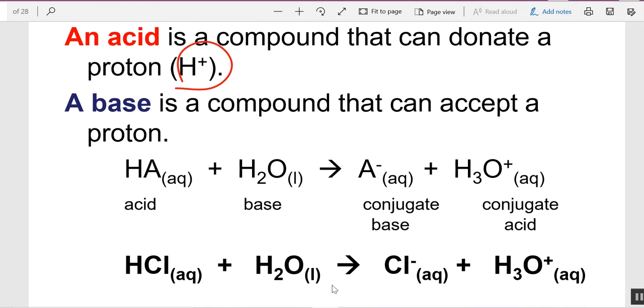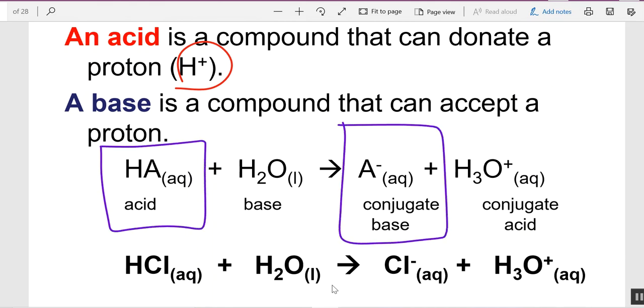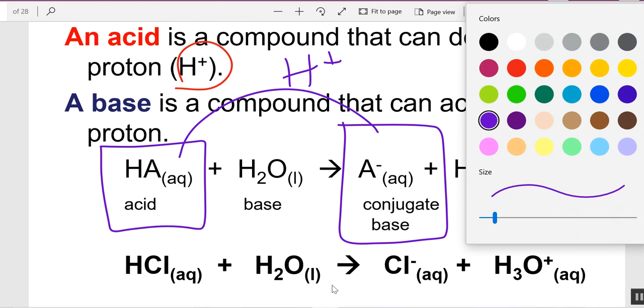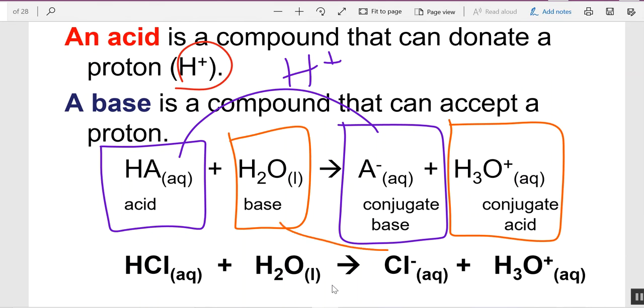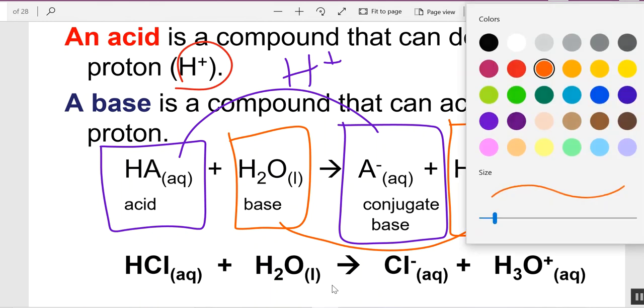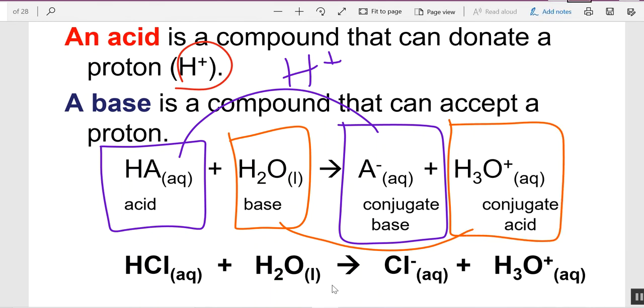Let me show you the relationship here. You see this acid, and this is the conjugate base. How do you identify an acid and its conjugate base? The relationship is only one H plus difference. If we look at the other one, this is the base, and this is the conjugate acid. The difference again is just one H plus. So now let's try moving down to this equation.